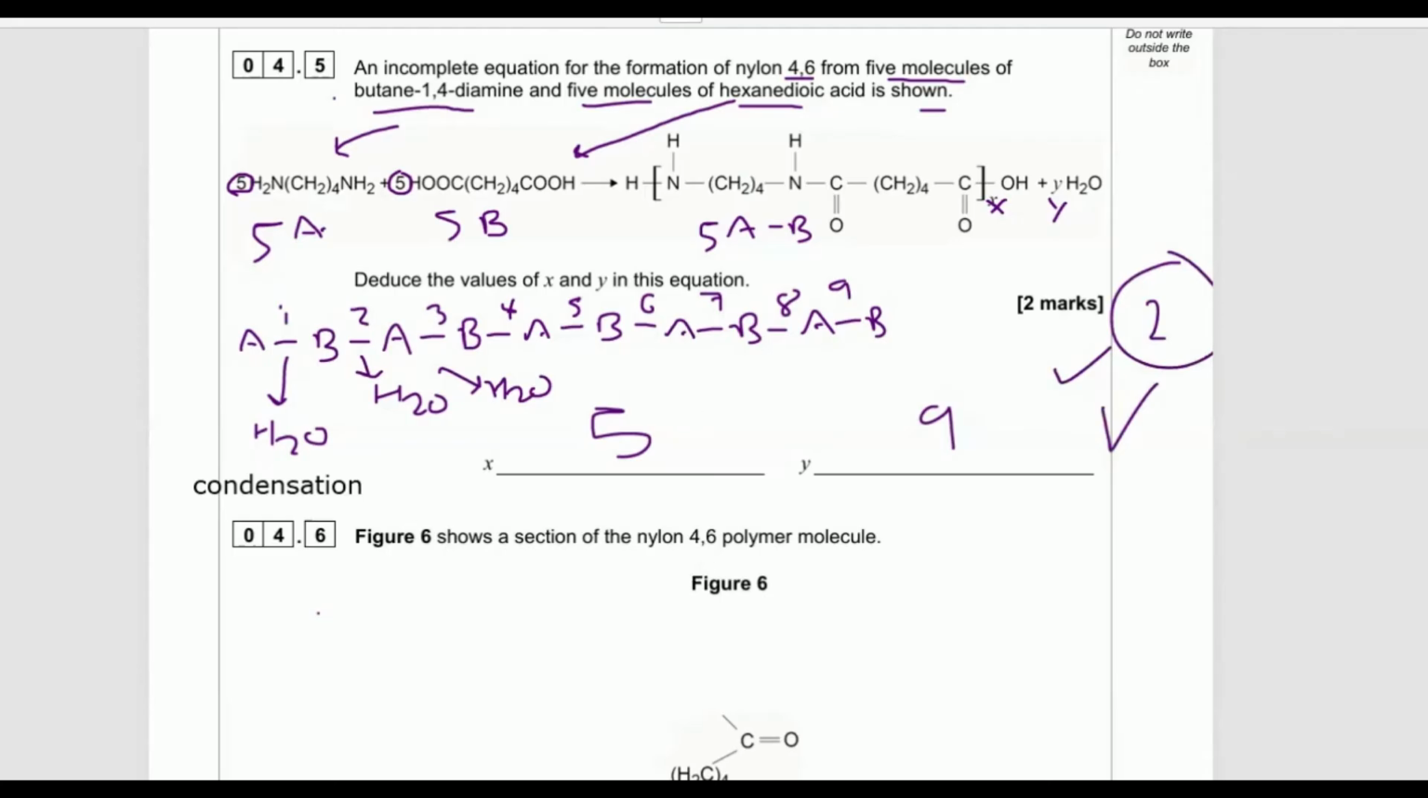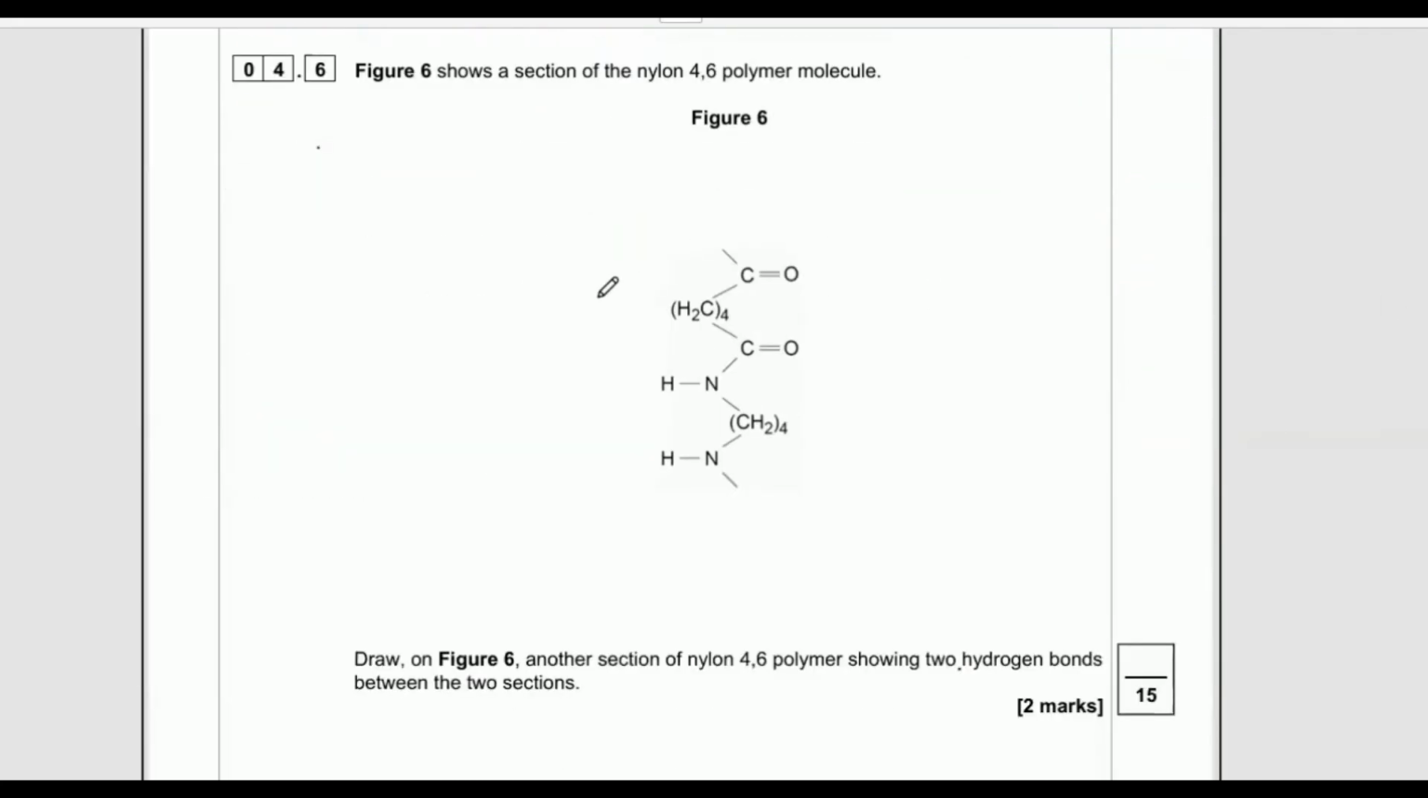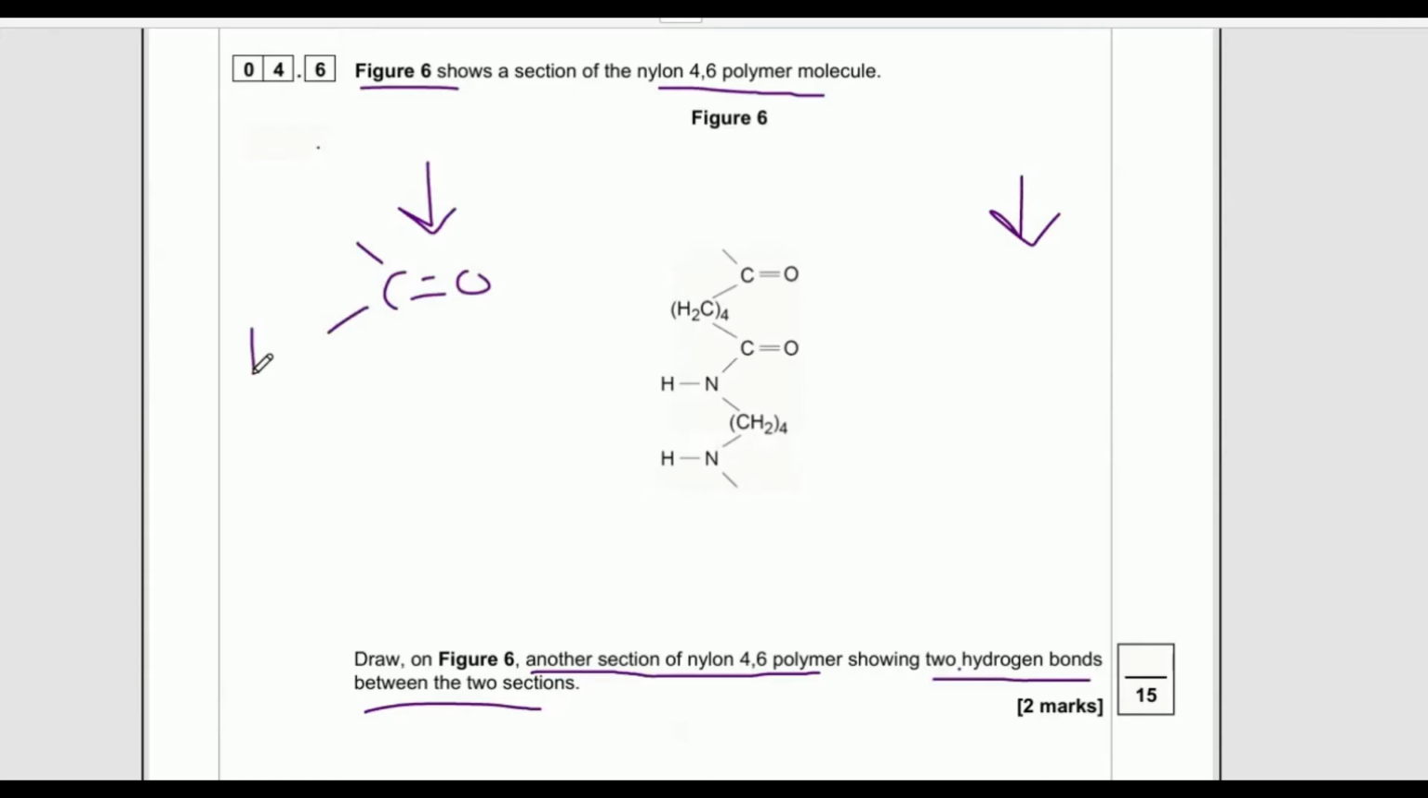It's 4.6. So figure 6 shows a section of the nylon 4,6 polymer molecule. Draw on figure 6 another section of the nylon 4,6 polymer showing 2 hydrogen bonds between the sections. All you need to do is copy on either the left or the right. I'm going to do it on the left here. You could do it on the right where I put that arrow. Just copy out the same molecule again. You could reverse it, turn it upside down if you want to suit your purposes.